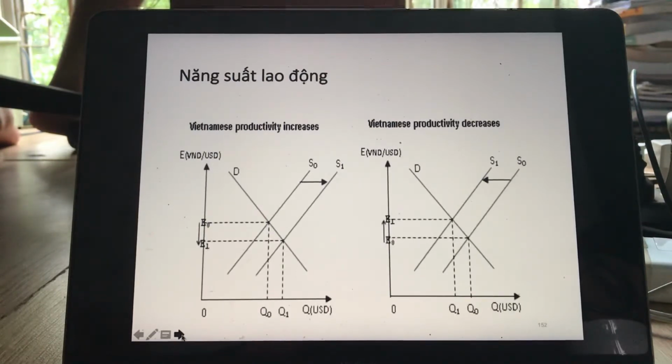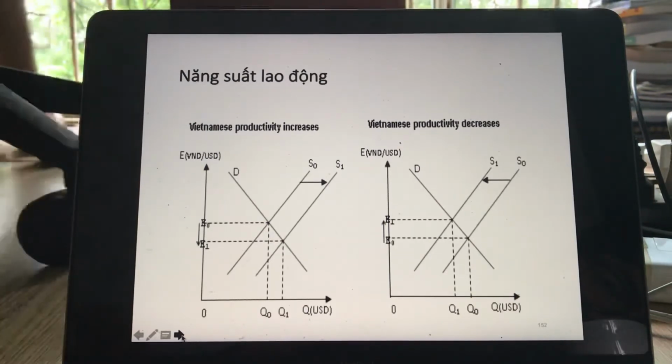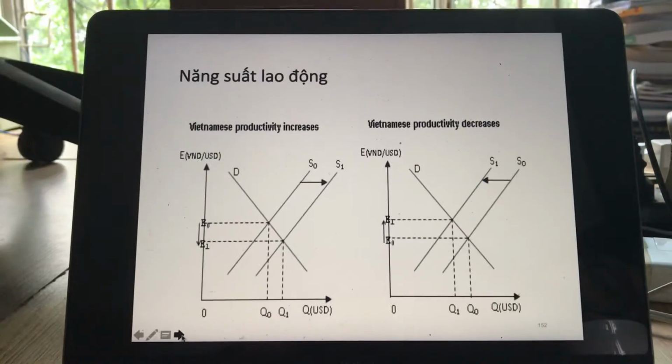In the second scenario, the Vietnamese productivity decreases. We export less because our products become relatively expensive, and it shifts the supply curve to the left, and it raises the exchange rate. Okay, so that's for the long-run determinants.